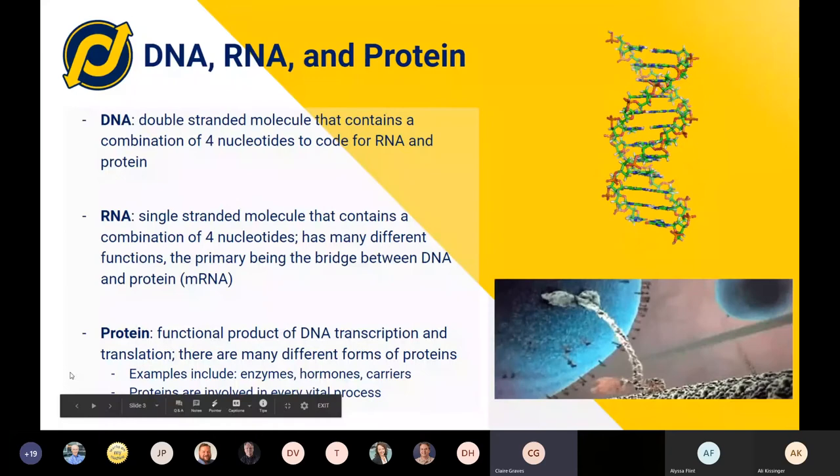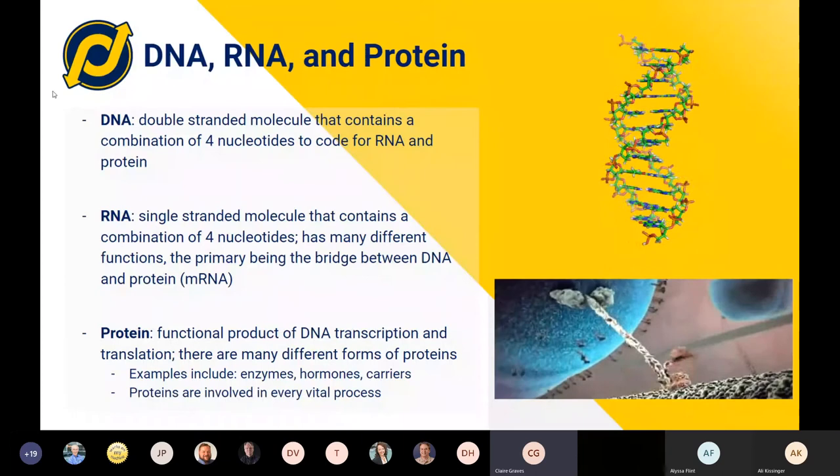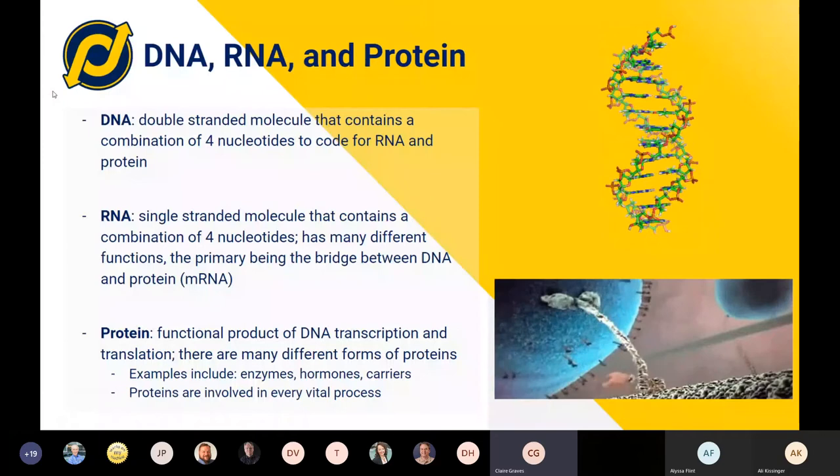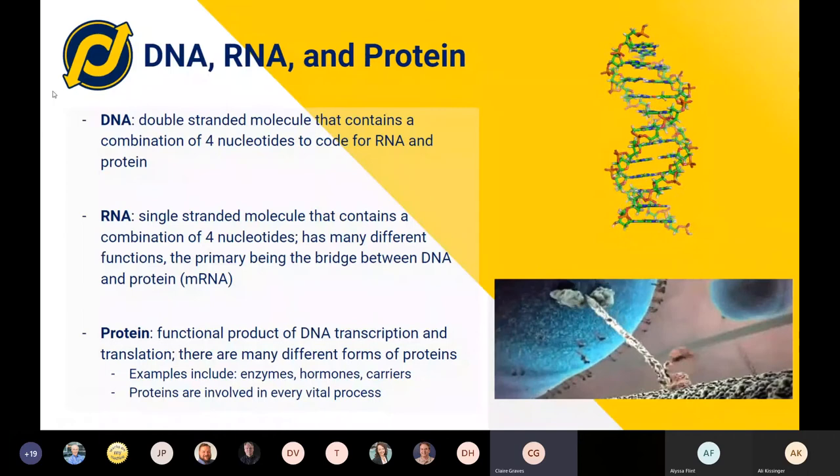RNA, pretty similar. It's a single-stranded molecule that has four nucleotides again. It has many different functions, but the primary and most relevant for you all is likely that it is the bridge between DNA and protein. You'll often hear it called mRNA, which is short for messenger RNA. So like I said, very similar to DNA, aside from it being single-stranded, and it has a slightly different sugar in the backbone. That's where you get the R instead of the D, and then it has one different base.